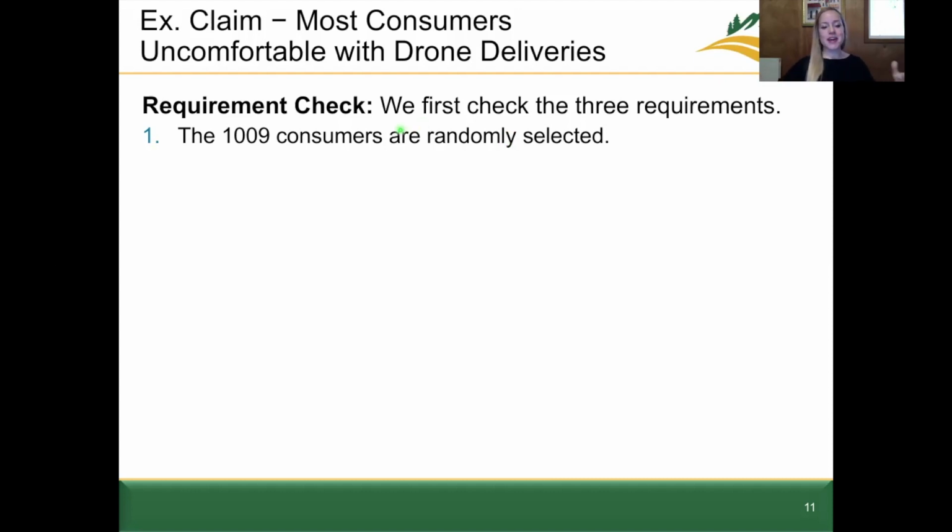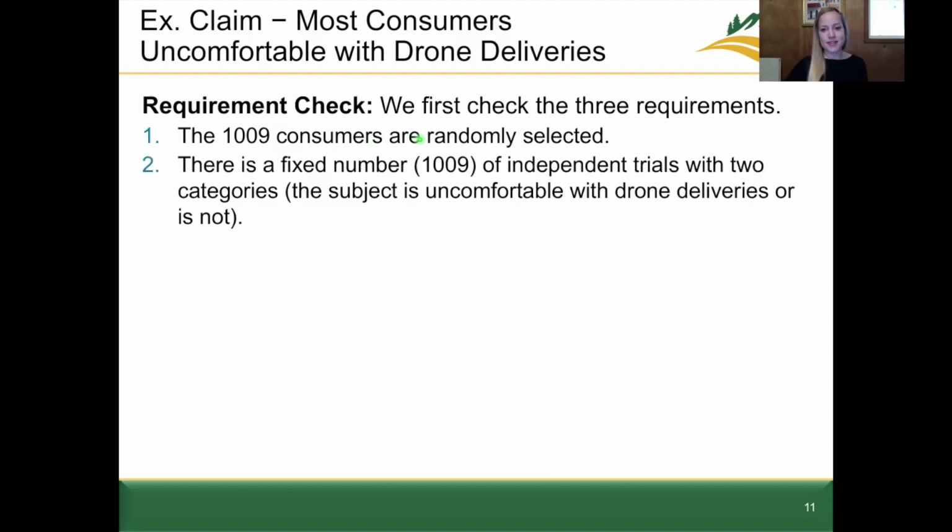Here we're not doing that, so we're assuming that the 1,009 consumers were selected randomly or selected in an unbiased fashion. Then requirement number 2 is checking off all of those binomial distribution requirements, so let's see how we do there. So we do have a fixed number of trials. We have 1,009 people that we surveyed. We're not adding any people to our survey. We're not taking any away. So we have a fixed number of trials.